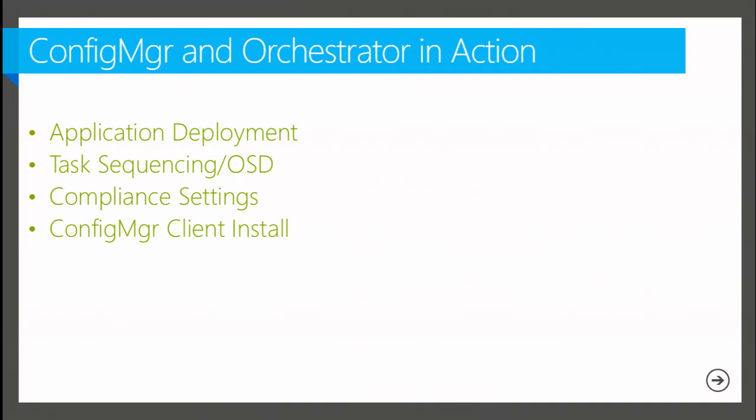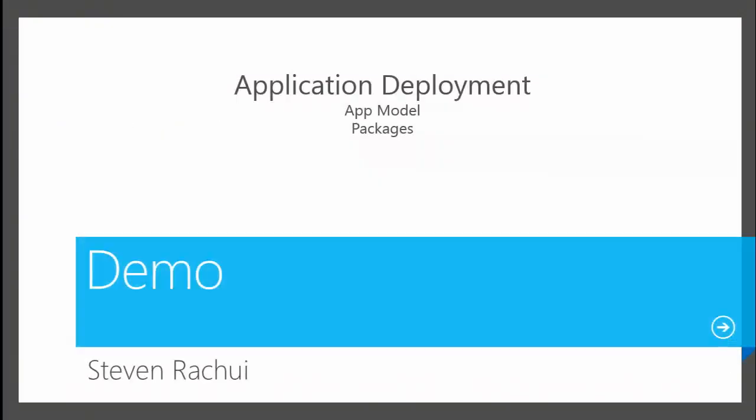Then I want to show you how we can bring Orchestrator to bear for task sequencing, OSD, right? And then I want to turn the corner and show you an example of using Orchestrator for compliance settings, and how we can do some enhancement around that. And then finally, wrap up with an example of doing that Unix Linux-based client install. So we're going to start with app deployment, okay?